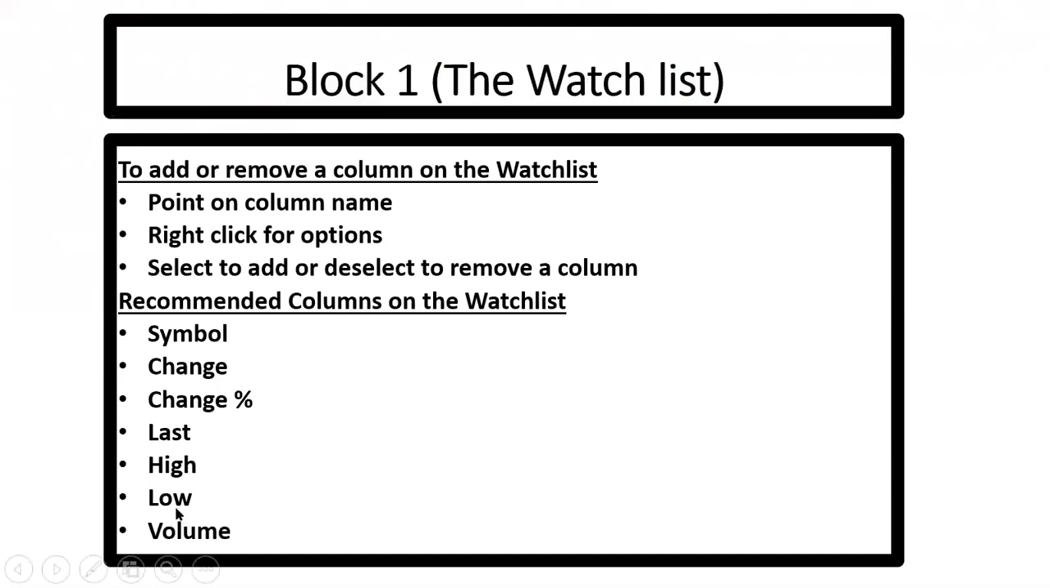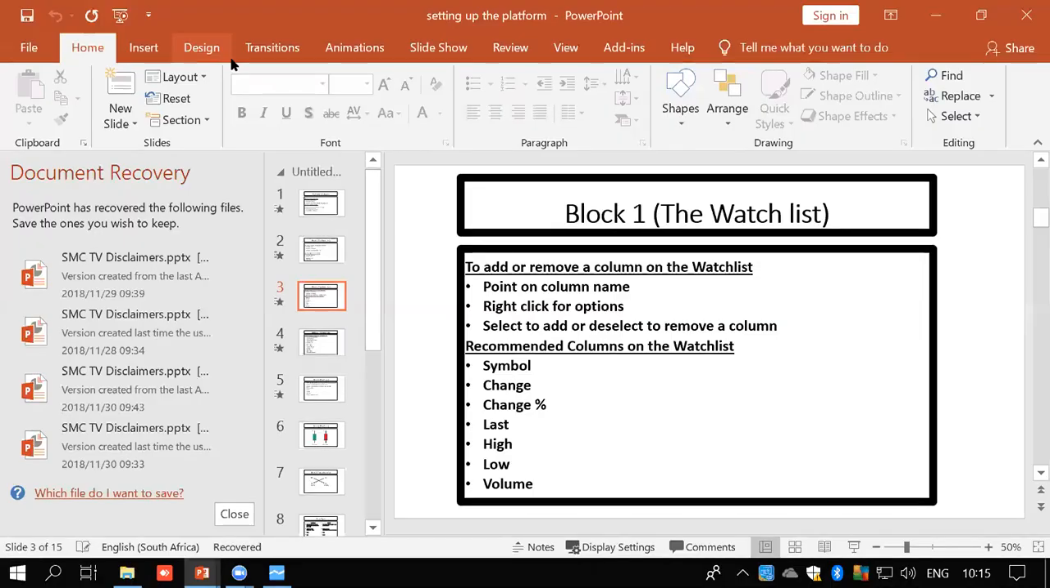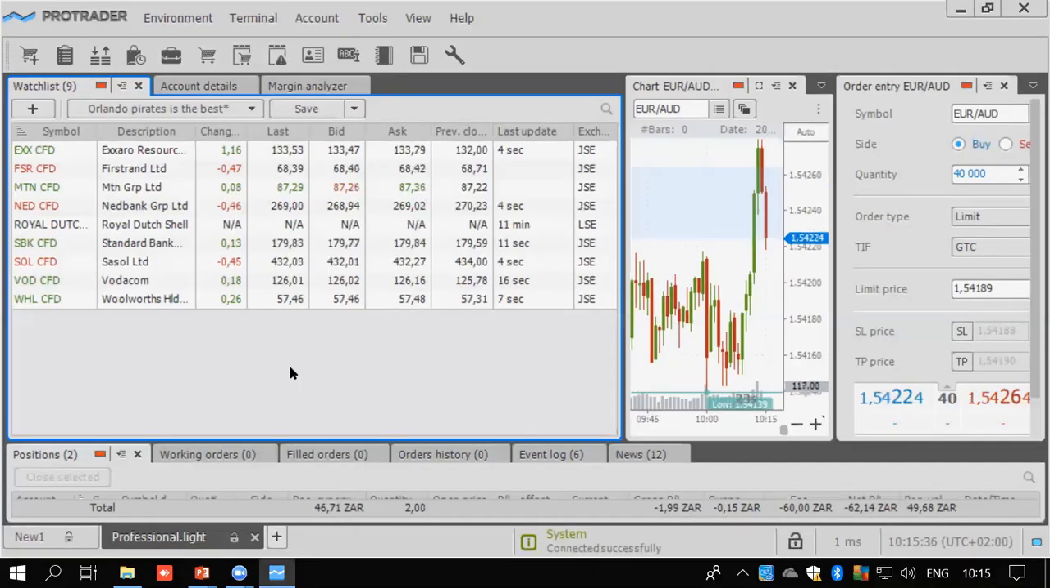But now, how do I add or remove a column on this watch list? What is the first step? Second step? And third step? That's what I want us to do now. I want us to add these columns on the watch list. So, the first step is point on column name.